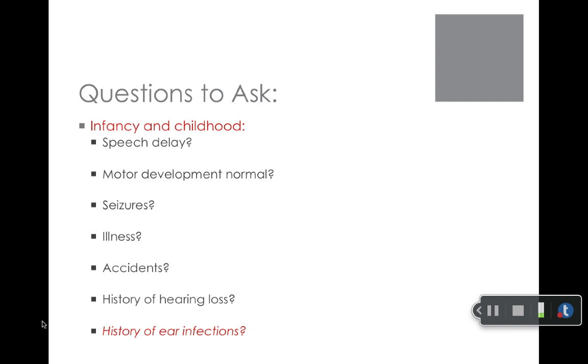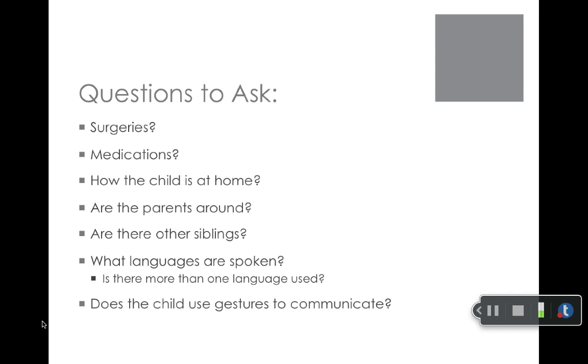Are there seizures? Was there illness? Was there a high fever, meningitis? Any accidents? History of hearing loss, history of ear infections. So middle ear infections, fluid in the ear, all of this stuff is going to affect your case history and your ability to get a good exam from the child and to figure out what's going on. Also, were there surgeries? Is the child on medication?